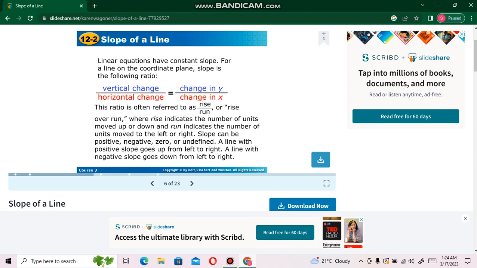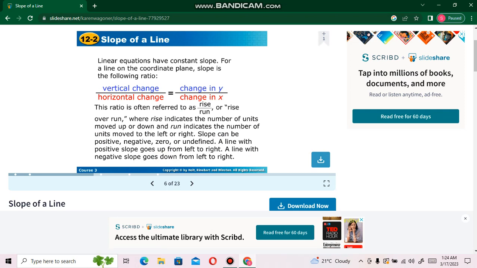Slope is the following ratio: vertical change over horizontal change, which is equal to change in y over change in x. This ratio is often referred to as rise over run, where rise indicates the number of units moved up or down and run indicates the number of units moved to the left or right. Slope can be positive, negative, zero, or undefined.